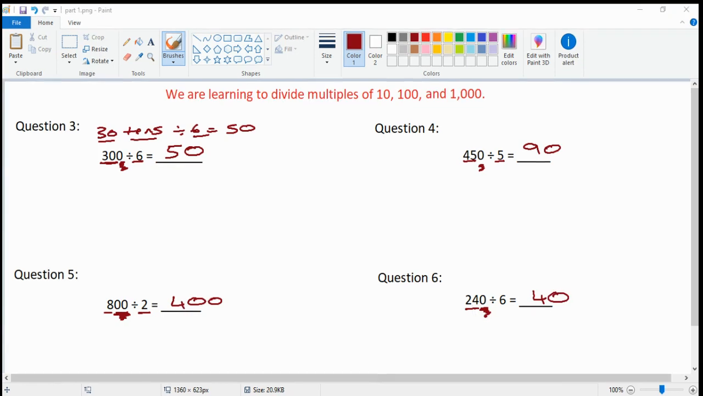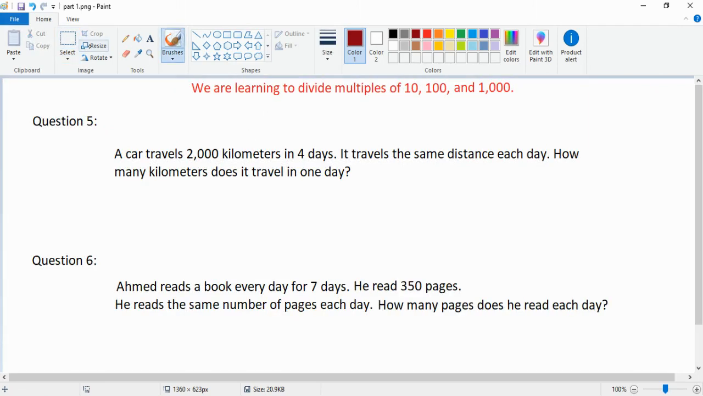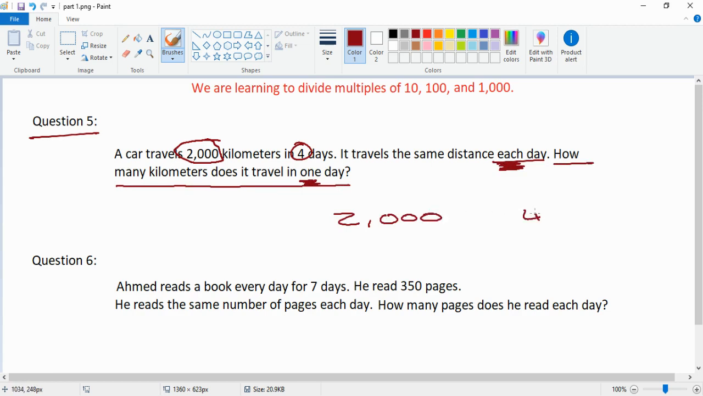And just moving on to the last 2 questions now. Word problems. Question 5. A car travels 2,000 kilometers in 4 days. It travels the same distance each day. Here's a little clue with that word. How many kilometers does it travel in 1 day? So think about it. Over 4 days, it travels 2,000 kilometers. We want to find out how much for 1 day. When I see the word each in this example, I'm going to divide. So I have 2,000 divided by 4.